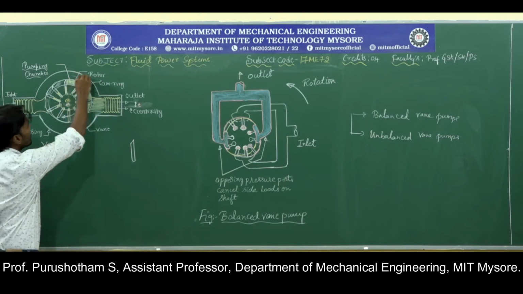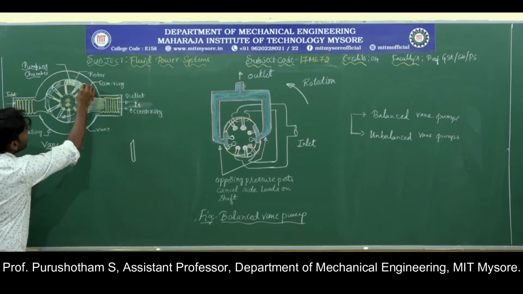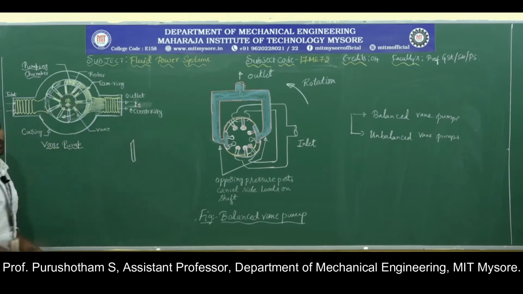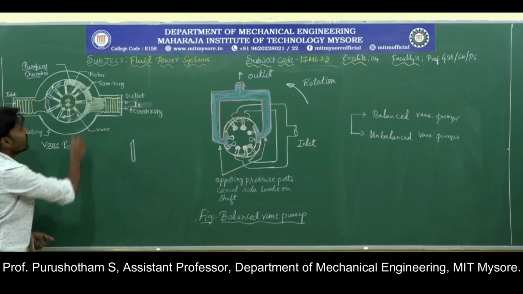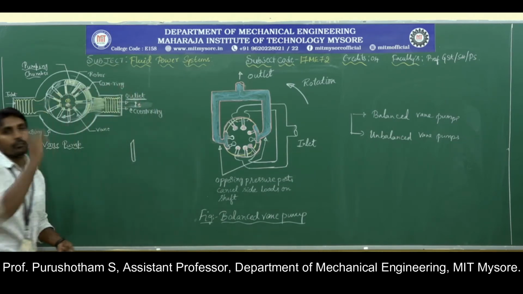In the second half of the rotation, the vanes in contact with the cam ring move inside the radial slots, which decreases the volume. As the volume decreases, the fluid is ejected out through the outlet port of the pump.